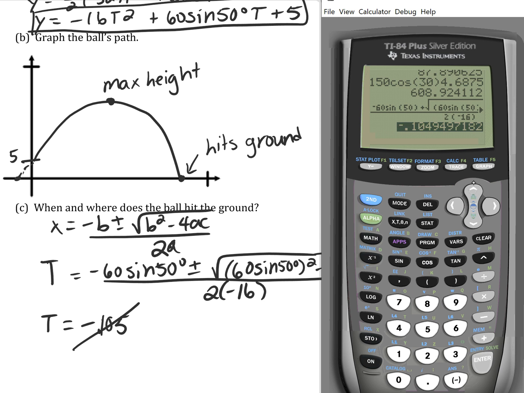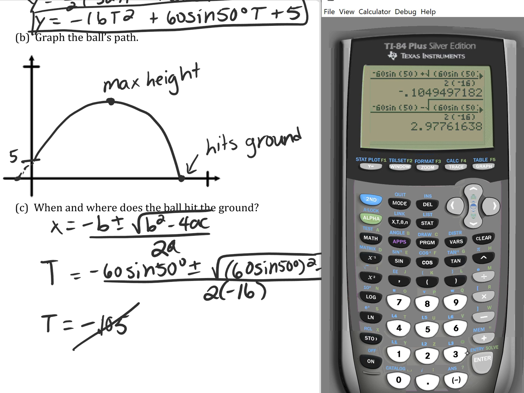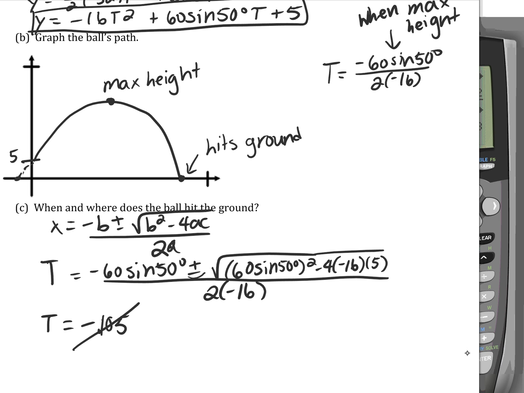Now, since we are dividing by a negative, the one that always works here, I'm just going to go back in. I grabbed that entire thing, and I'm just going to make one edit. Everything else stays the same, but I'm going to change this to a minus. The minus or subtraction is the one that will always work for this. So if you want to skip and not have to worry about doing this twice, just do the subtraction. So we get t is equal to 2.978 seconds.